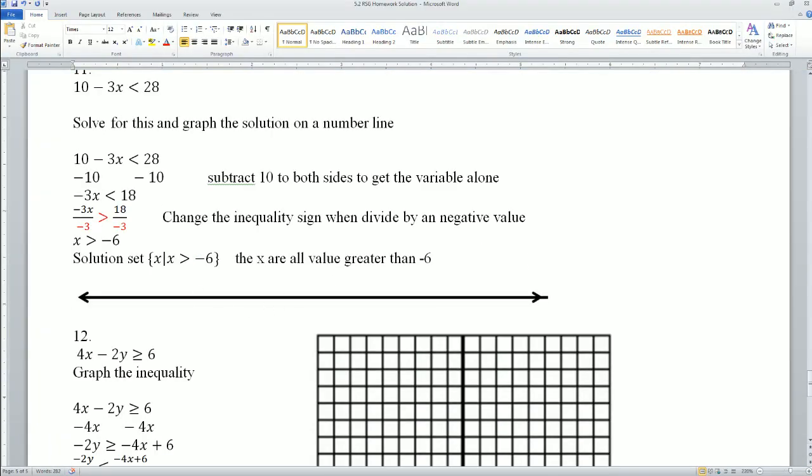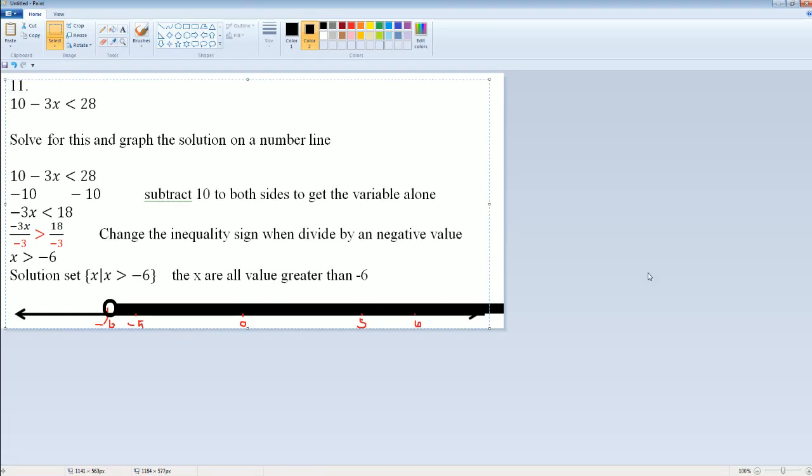Okay. So again, I can just show it to you if you would like to see it. Right, there you go, all the way to the right. So things like -5, -4, -3, -2, -1, 0, 1, 2, 3, all the way to positive infinity are all possible solutions for this inequality.